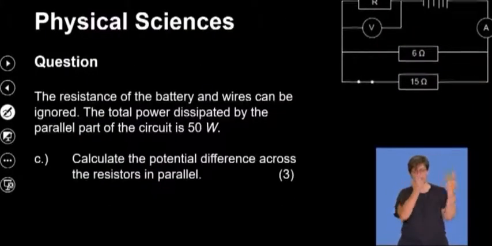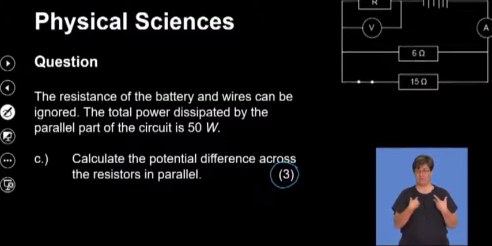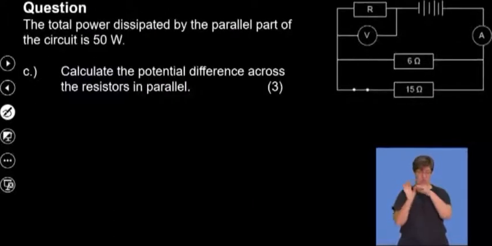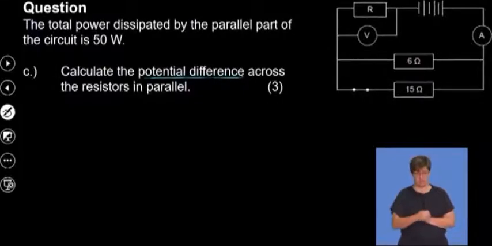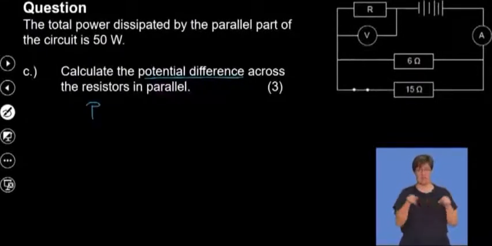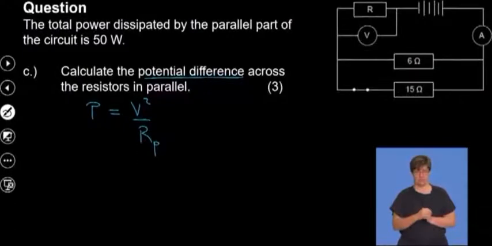The next question says, calculate the potential difference across the resistors in parallel. So this question is actually 3 marks. This is what I would think of as a routine calculation. We are given the power of the parallel combination, so we can use the power formula because we've got the resistance of the parallel combination. And what are we looking for? We're looking for the voltage. So the formula is P equals V squared over R. This is R parallel that we're using, because it says for the resistors in parallel.